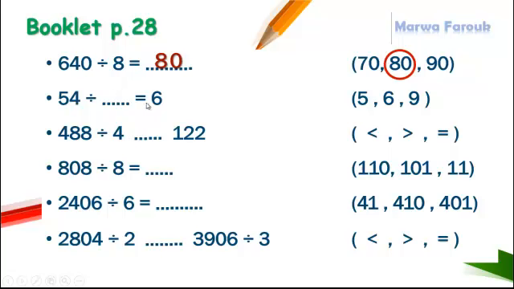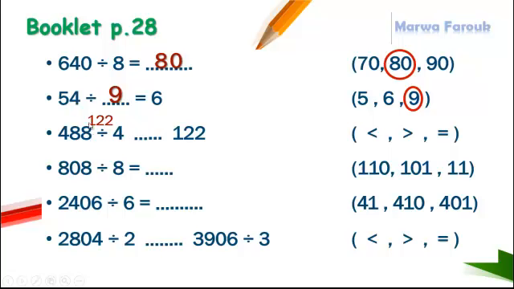Okay, next one is so easy. It's 6 times table. 54 divided by what equals 6? That means 6 times what equals 54. It's 9. Excellent.